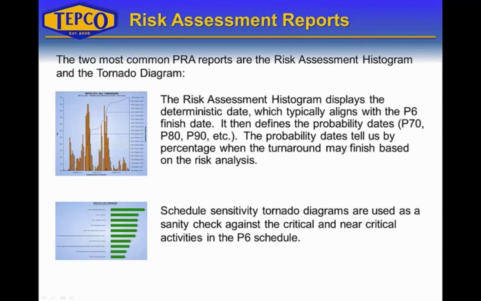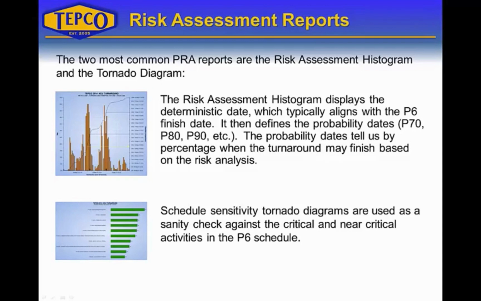Regarding Primavera risk analysis report outputs, the two most common reports are a risk assessment histogram and a tornado diagram. Here's examples of both. The risk assessment histogram displays a deterministic date, which is typically aligned with the P6 finish date. Then it defines the probability date, P70, P80, P90. You can look at P10, P20, whatever date that you want to look at. The probability dates tell us by percentage when the turnaround may finish based on the risk analysis.